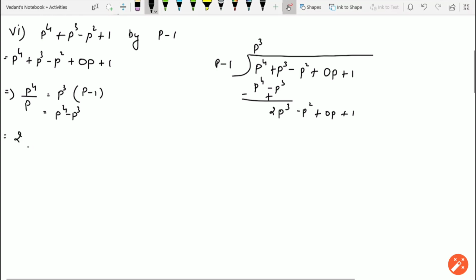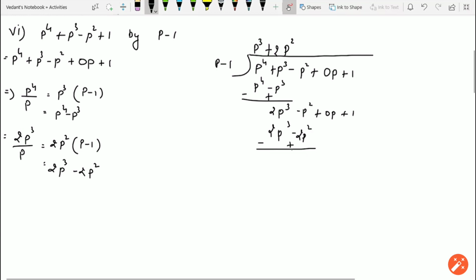Again, 2p cube, the first term, divided by p is equal to 2p square. We write at the place of quotient plus 2p square, and we multiply 2p square with p minus 1. Whatever we get, we write here. It will be 2p cube minus 2p square. Change the sign. It will cancel 2p cube, and minus p square plus 2p square will be 1p square.